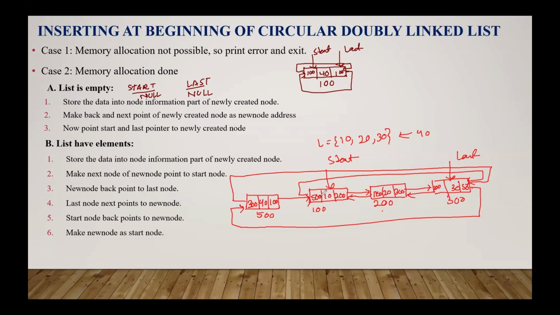So once the previous one, that is the 300, is gone, at that time what happened? The connection to this one is also gone. Now this connection is established. Then make the new node the start node. Right now start node points to this one. Now we have to make the start node point to the new node. Then this connection is gone.